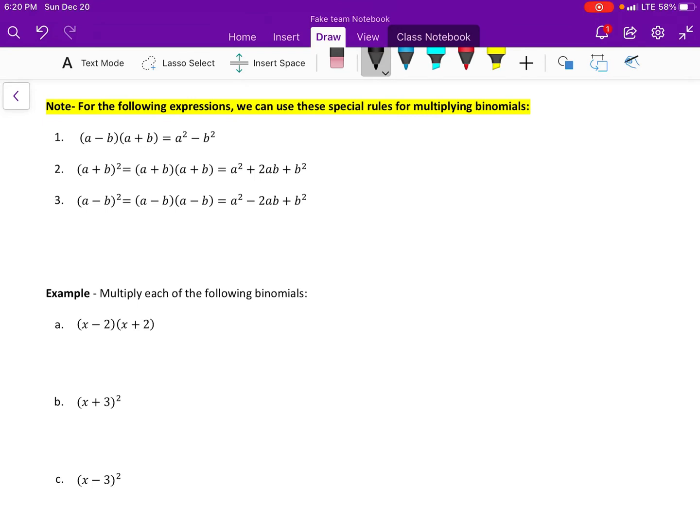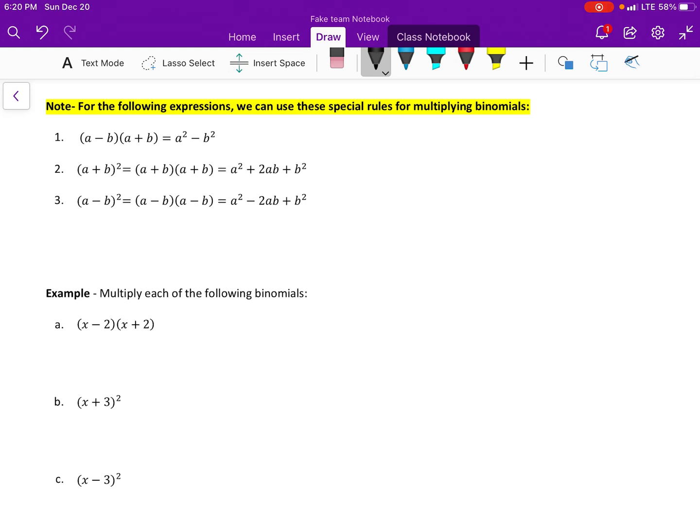What we want to do is use these rules that we've been given here to allow us to multiply these binomials easier than using the FOIL method. And given certain expressions, we can do that. So instead of using the FOIL method, which is what we used during last class, we'll be able to use these special rules, again, given that the binomials fall into one of these three categories.